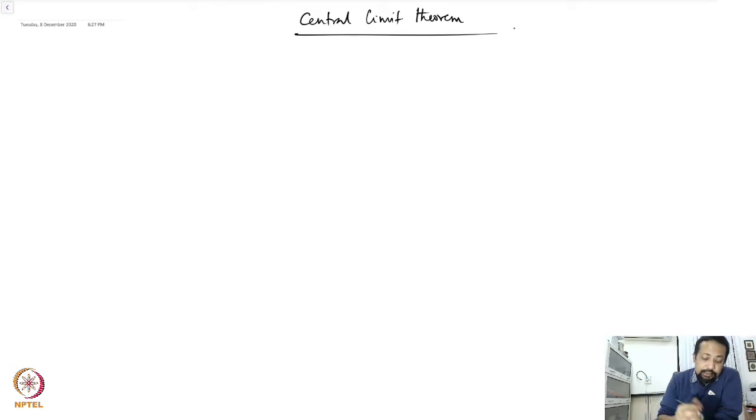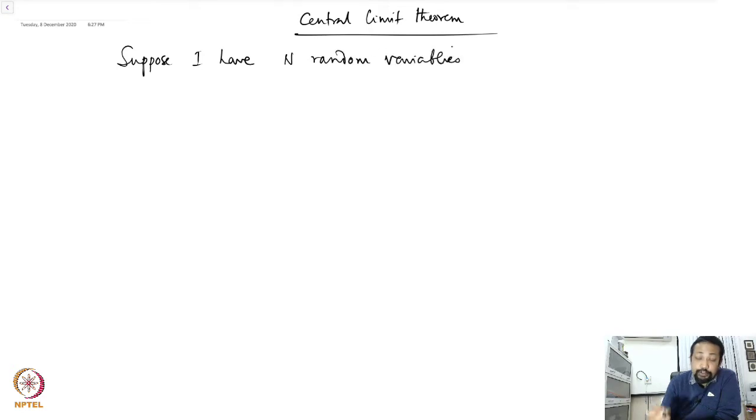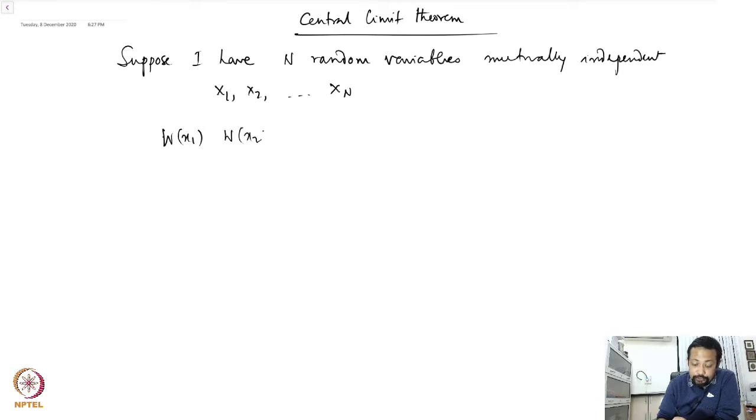Now, essentially, suppose I have n random variables which are mutually independent, and let's denote them by x1, x2, ..., xn. The associated probability densities are w(x1), w(x2), ..., w(xn). So the form of w is the same for everybody. Essentially, they are drawn from the same distribution, but they're mutually independent, right?